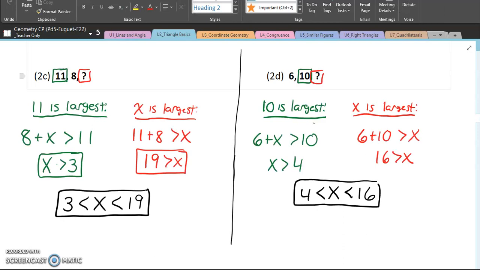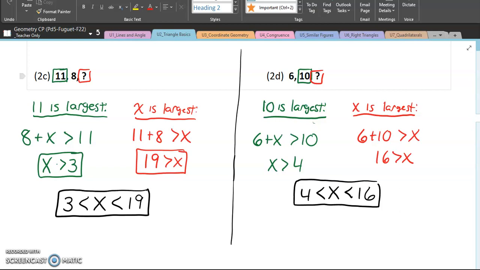And welcome back. So here are our two answers. So again, we did it in a very similar fashion where I checked if 11 was the largest side first, and I set up its triangle inequality, and then I checked if x, or the missing side, is going to be as well. So we create our lower bound and our upper bound for our triangle, and the answer here is going to be between 3 and 19 for 2C, and between 4 and 16 for 2D.